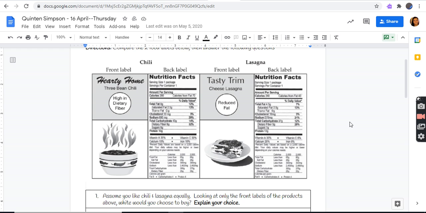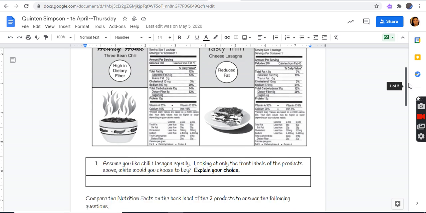Let's talk about the lasagna. Reduced fat cheesy lasagna. Calories 240. Calories from fat 40. Total fat 4.5g, 7%. Saturated fat 2.5, 13%. Trans fat 0. Cholesterol 10, 3%. Sodium 570 mg, 24%. Total carbohydrates 37g, 12%. Dietary fiber 5g, 20%. Sugars 7, protein 13.